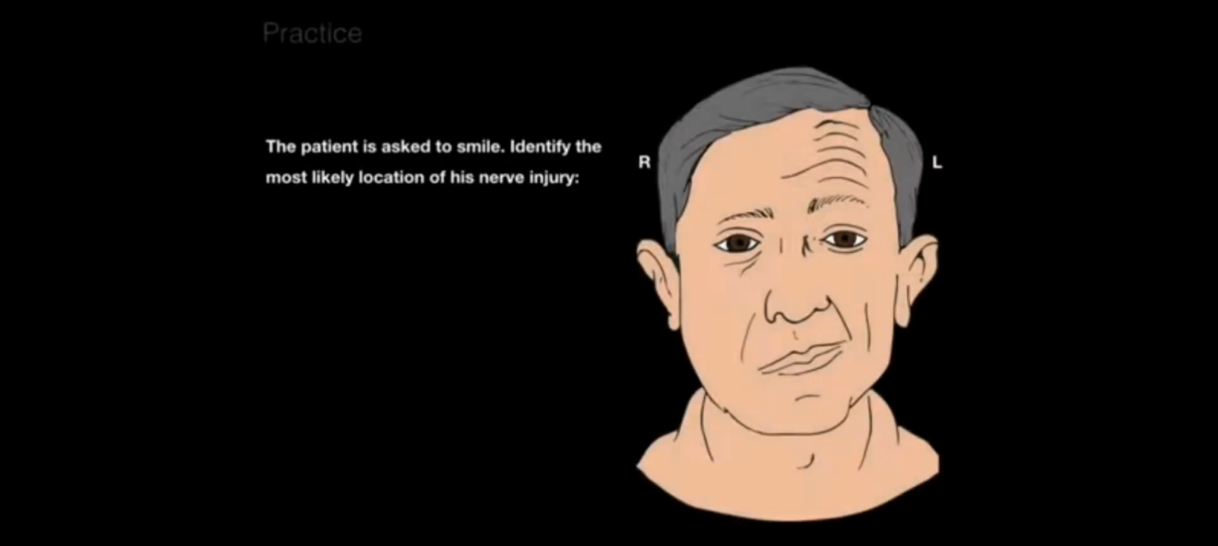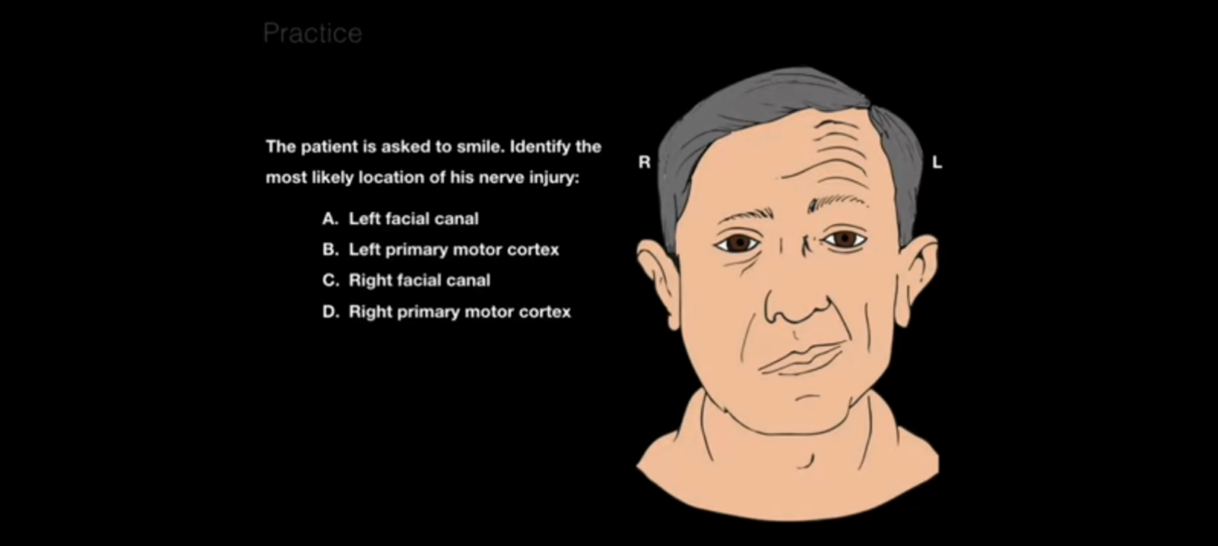So let's do a couple of practice things, shall we? This patient's asked to smile. Identify the most likely location of the nerve injury. There are the choices. So pause if you want here. Now I'm going to go through and answer this question, but pause if you want to think through this on your own.